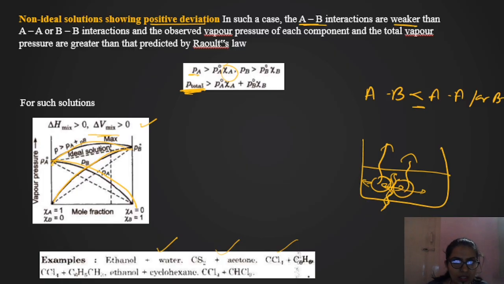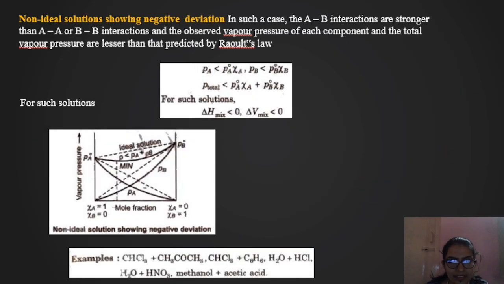Okay. Now let us see the next non-ideal solution, negative deviation. In negative deviation, the interaction is stronger. So AB interaction is greater, stronger than AA and BB.